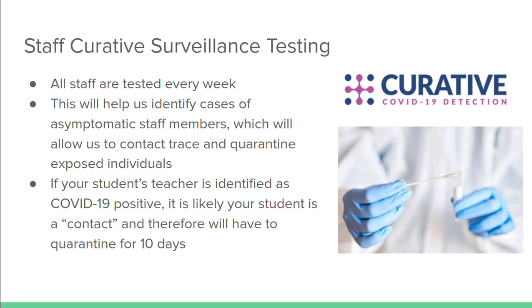Staff are also being tested on a weekly basis, and this will help us identify cases of asymptomatic staff members, which will allow us to conduct contact tracing and quarantine exposed individuals. If your student's teacher is identified as COVID-19 positive, it is possible and likely that your student will be identified as a contact and therefore will have to quarantine for 10 days.